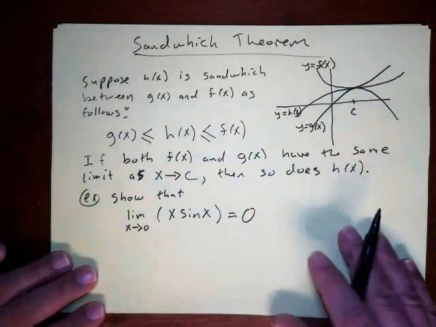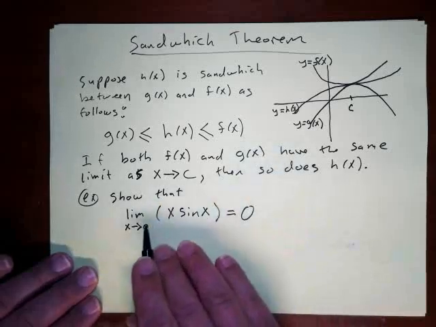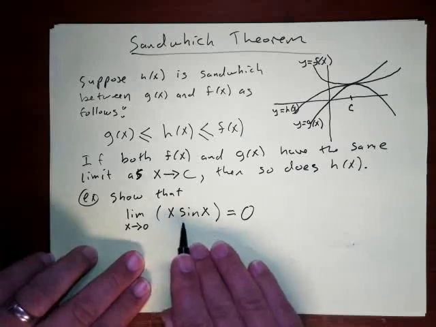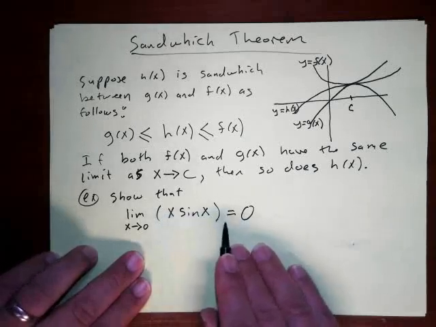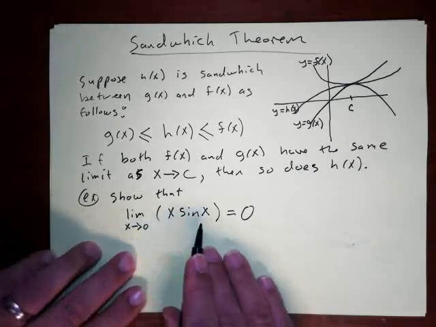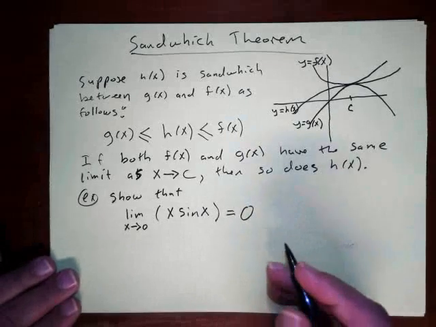Okay, so let me give you a quick example of how this works. Here we want to find the limit as x approaches 0 of x times sine of x. Technically we could do the product rule and take the limit of each piece, but let me show you how the squash theorem can be used.